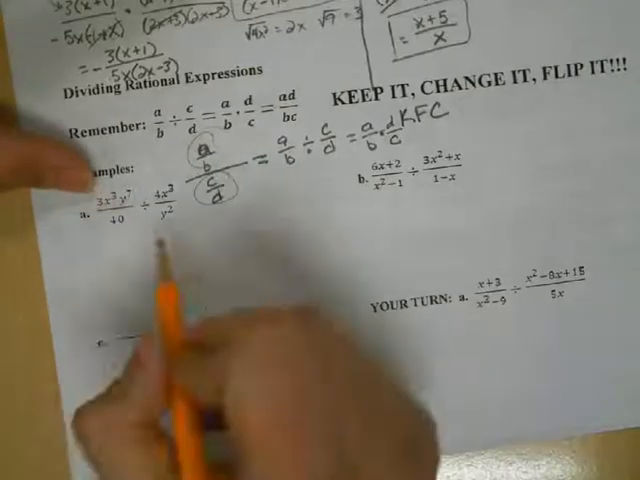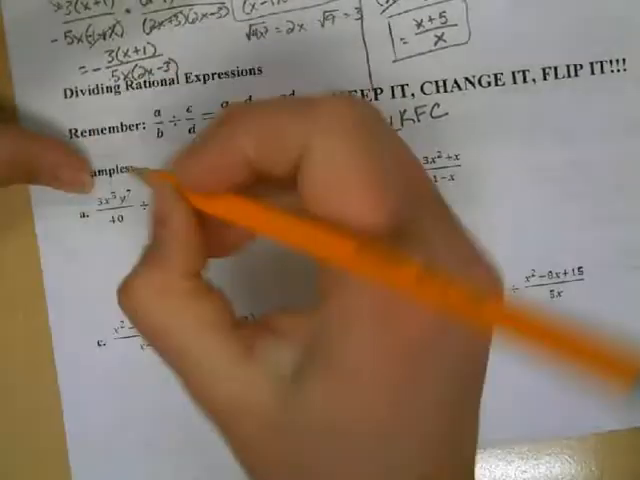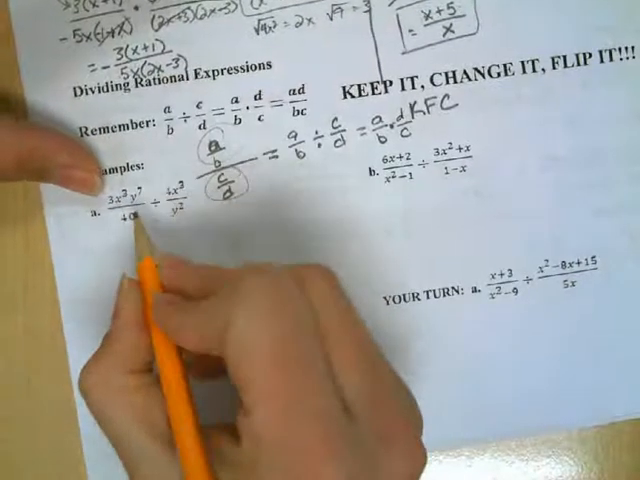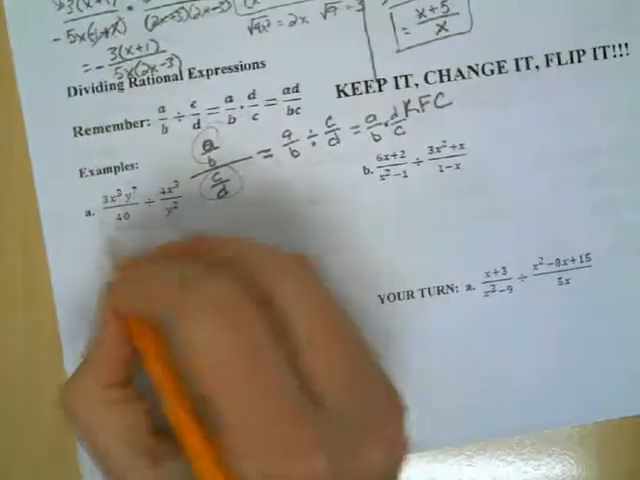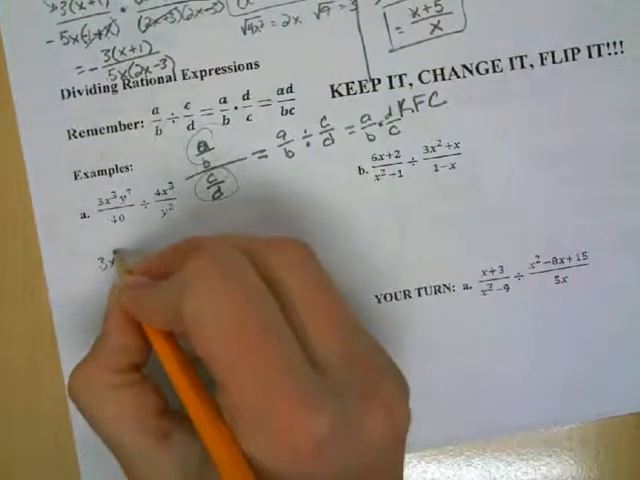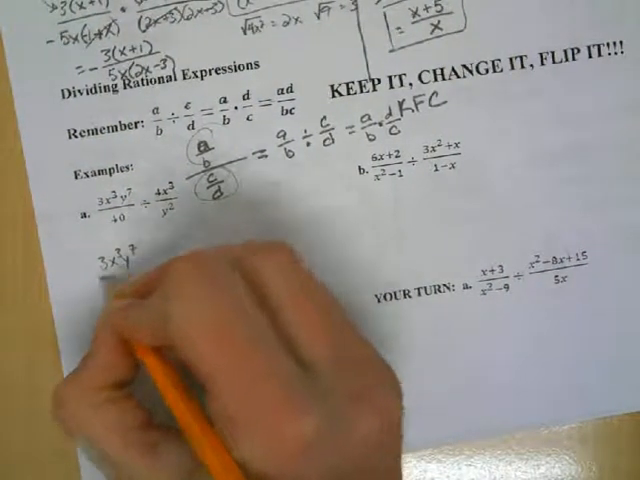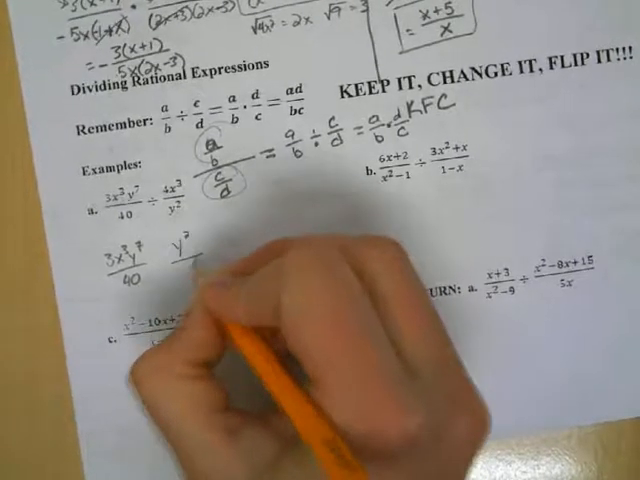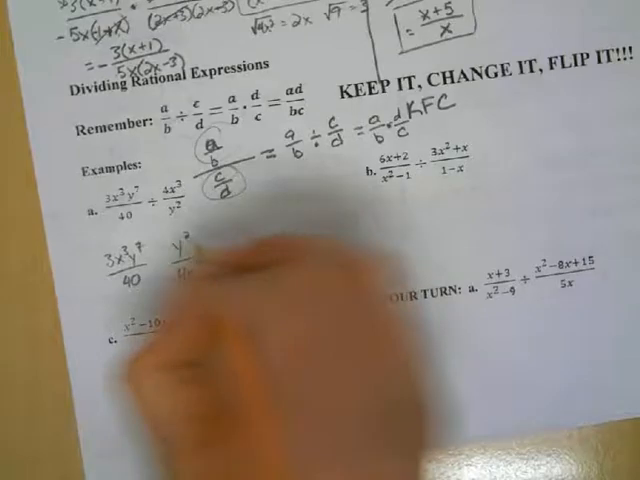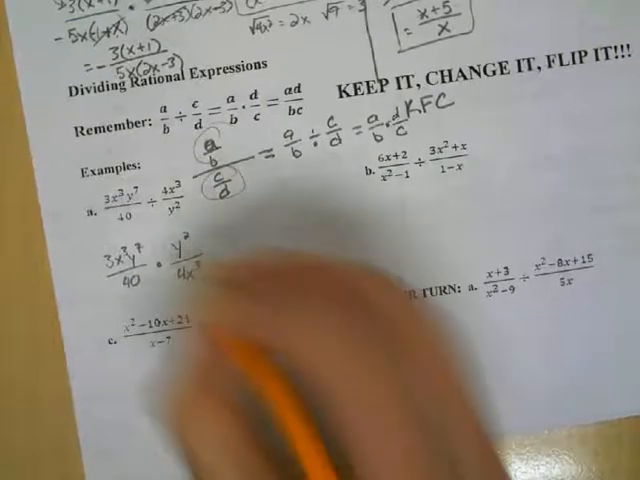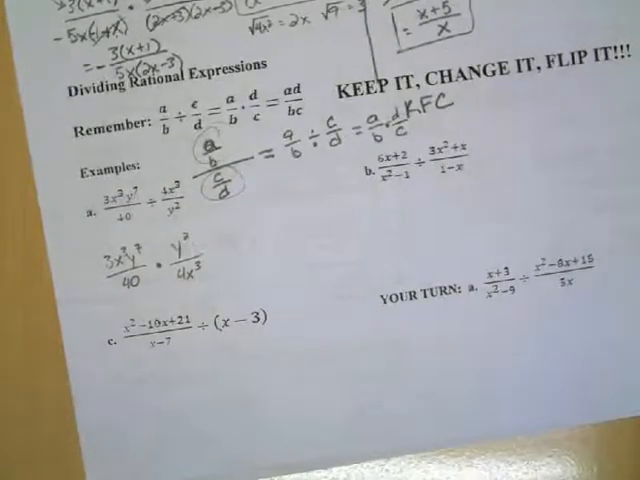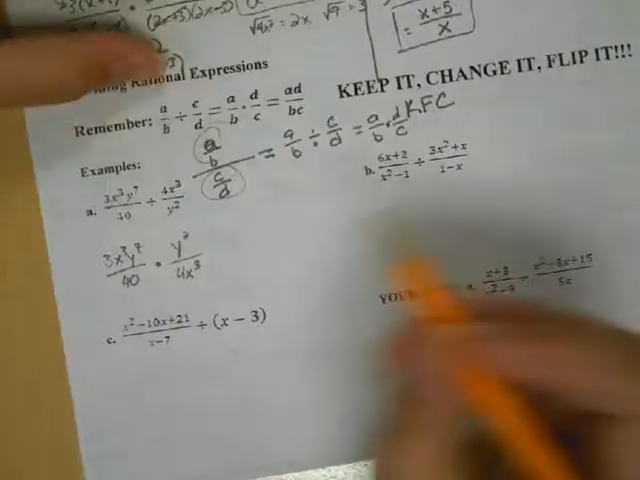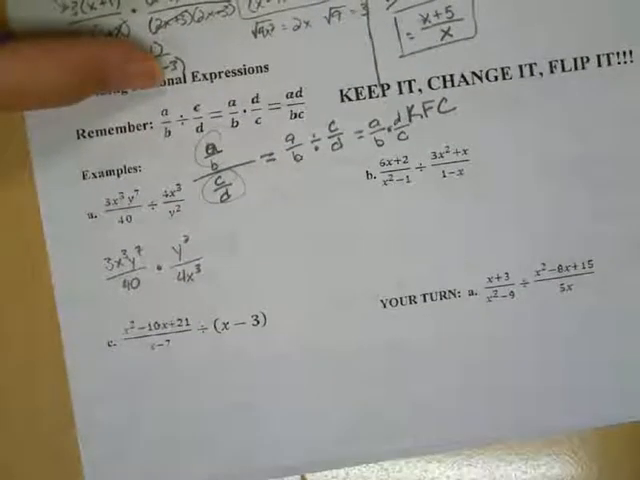So when you do this, same sort of thing. Okay, you're going to keep it, flip it, change it. So keep the first the same, 3x cubed, y to the 7th, all over 40. Flip the second one, you get y squared over 4x cubed, and change it to multiplication. Now it's the exact same stuff that we did in the top, and you just need to go through and simplify everything you possibly can.